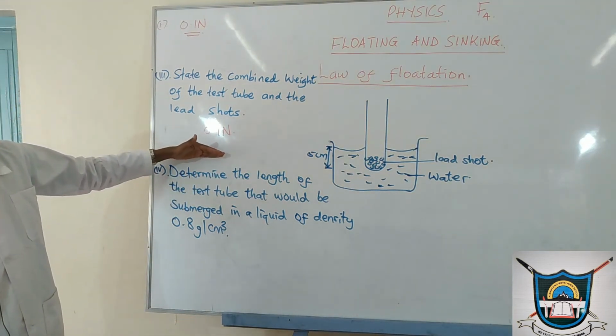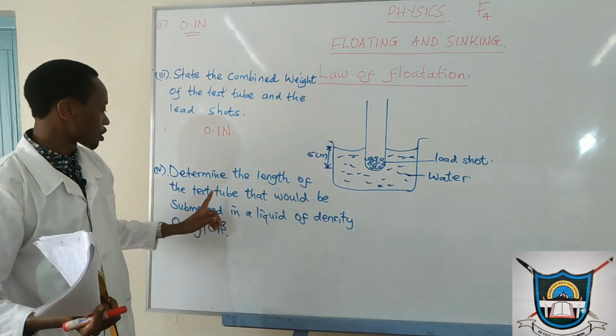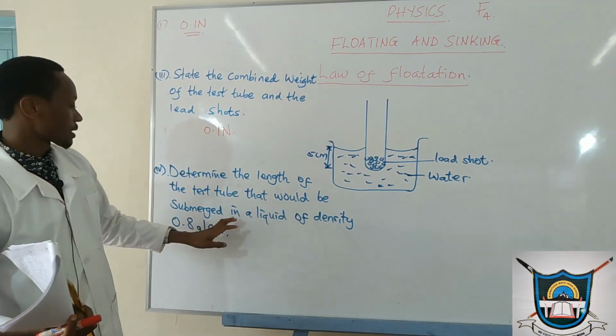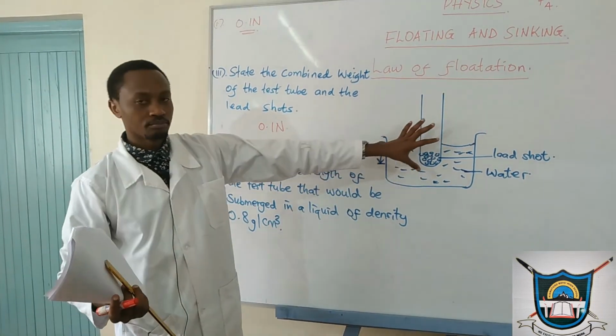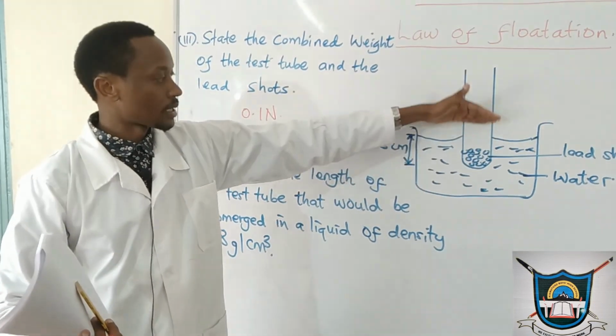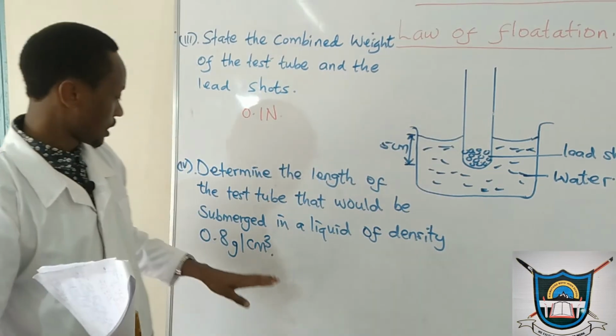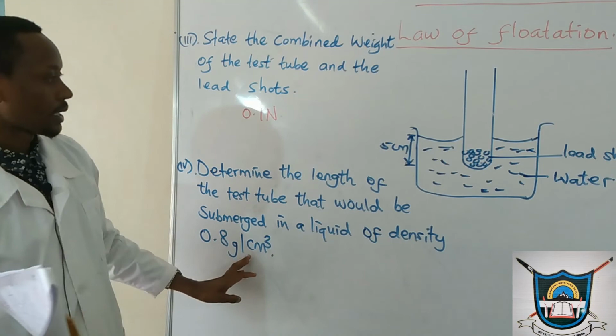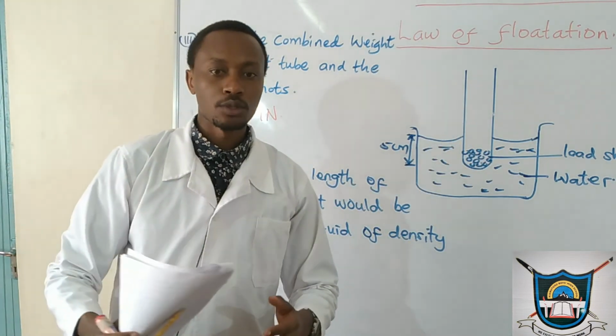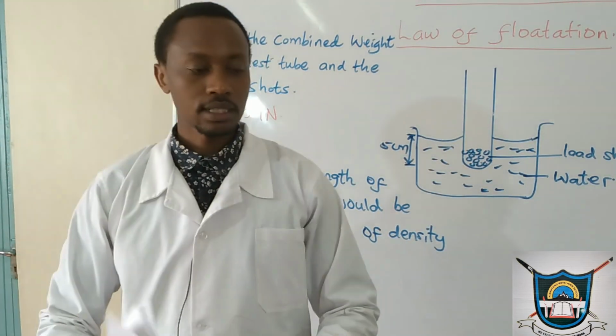Now I want you, students, to try this question. Just write the question. Determine the length of the test tube that will be submerged in a liquid of density 0.8, with the same test tube and the same content. You determine what would be the length if we used a liquid of density 0.8 instead of water. So try that question, and thank you for listening to my lesson.